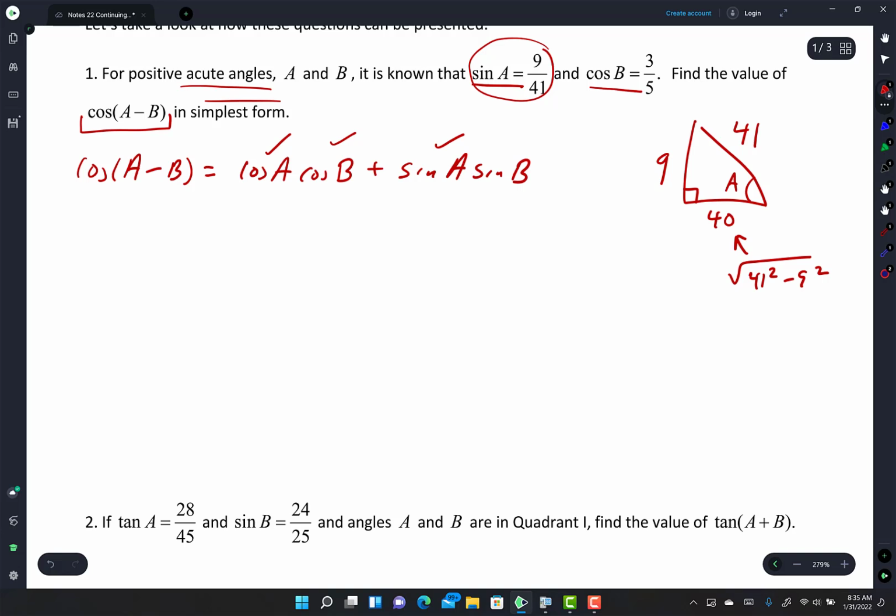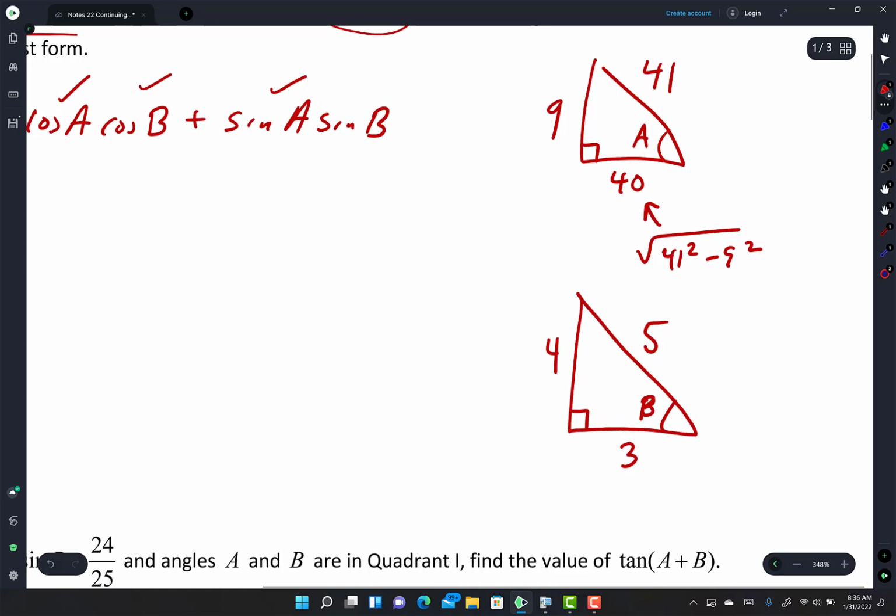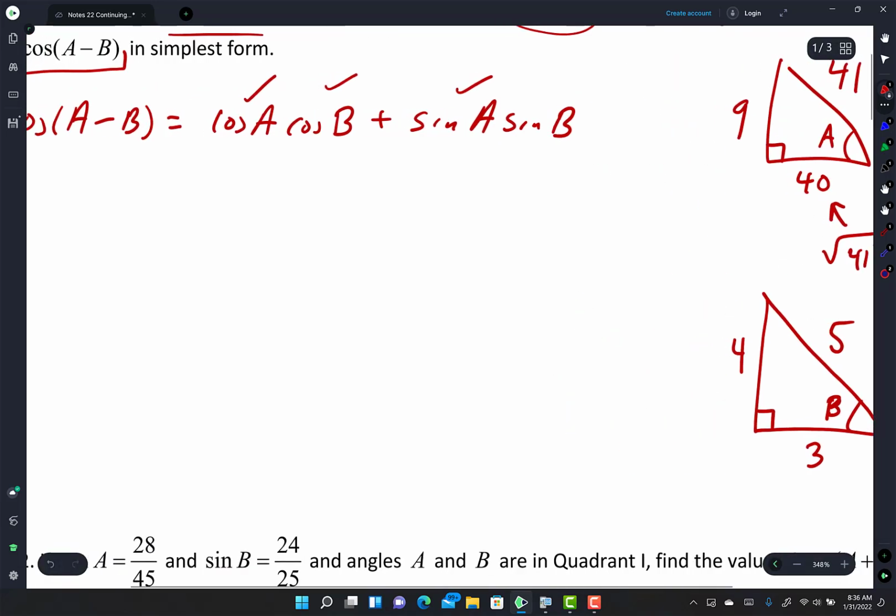Now I'm just missing sine B. So I'm going to draw another right triangle. And let's see, they give me cosine B. Oh, that's a simple one. This is B. And they tell me that 3 and 5, because cosine is adjacent over hypotenuse. So if that's adjacent over hypotenuse, what is that long leg for? Both are special right triangles. 3, 4, 5, 9, 40, 41. Okay, that's it. We're done. We just plug in.